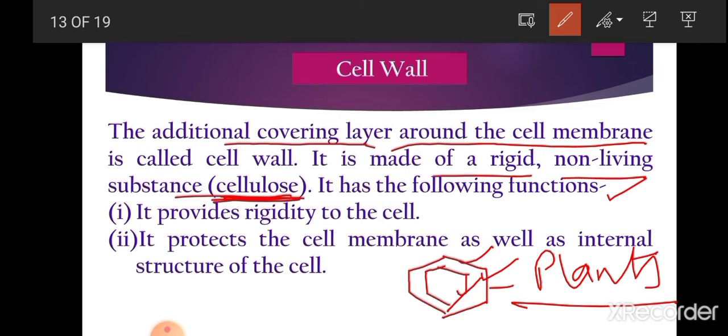So first of all, it provides rigidity to the cell, because it is rigid itself. It protects the cell. Obviously it gives the cell a proper shape and support, and it protects the cell membrane as well as the internal structure of the cell. So all the structures which are present in the cell and the cell membrane are protected by the cell wall.